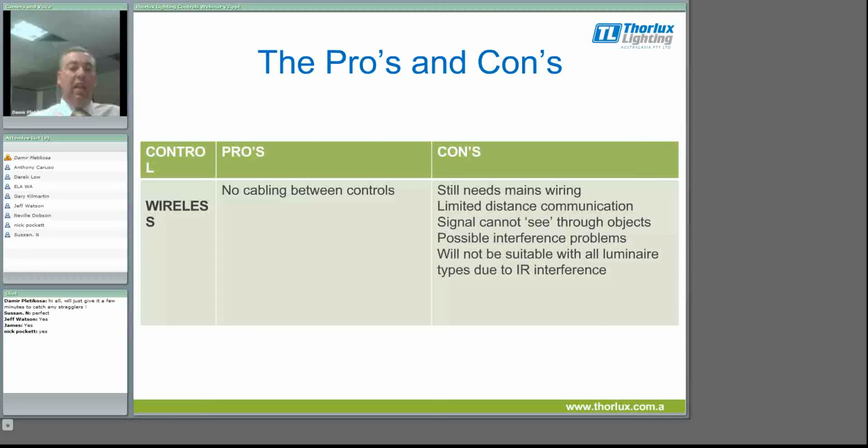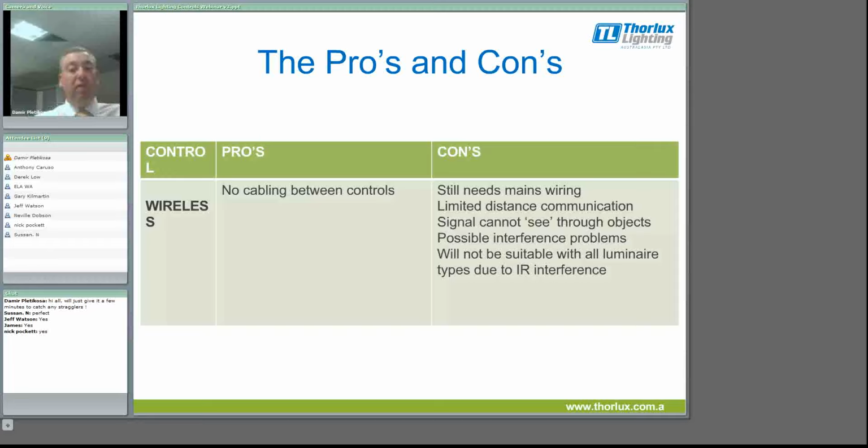The communication signal is an infrared signal, so it cannot see through objects. So if somebody moves into a big office space and starts putting up partitions and separate offices, then the luminaires will not be able to communicate with each other.